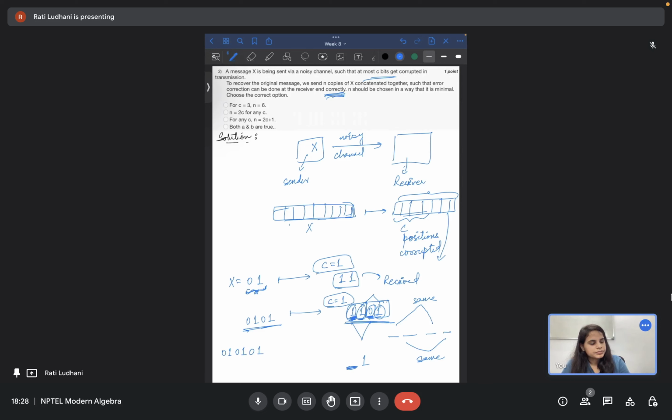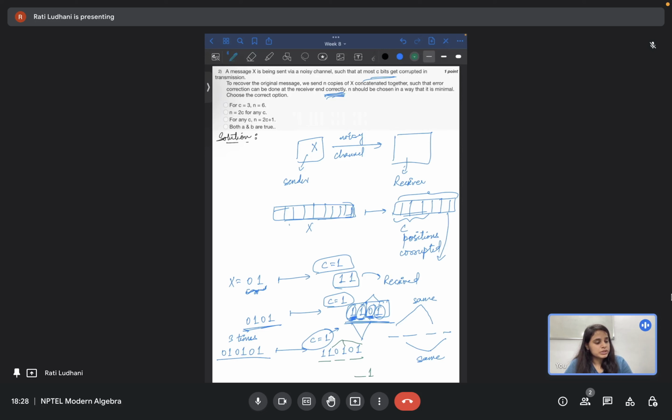You repeat it again, like 3 times. Still you know that C is equal to 1. Only one position has been corrupted. So what will happen again? I'm just doing it with the same position just to make it clear. Now you know what is happening here. This message has been repeated 3 times, and only one position has been corrupted. So clearly this one is same, so you have this one.